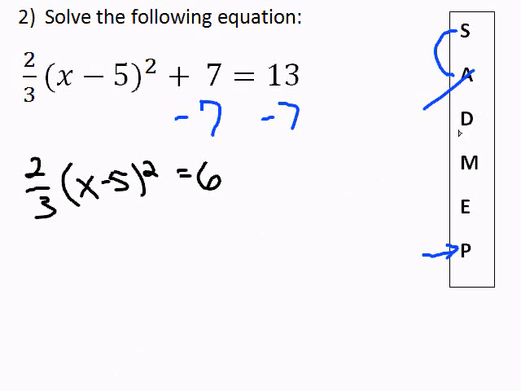Now I'm going to look for division or multiplication to undo. I notice I've got a 2/3 times the parentheses, so I'm going to undo that by doing the opposite operation. So again, I'm undoing multiplication by dividing by the fraction, same thing as multiplying by the reciprocal. So we multiply both sides by 3 over 2, multiply by 3 over 2.